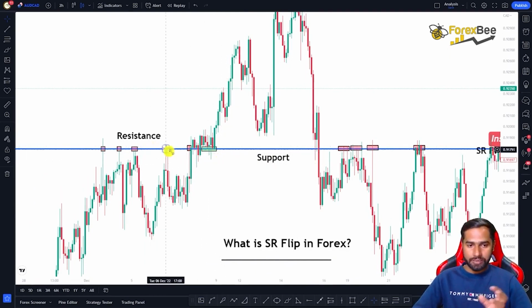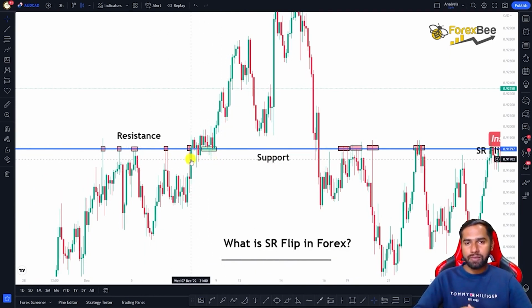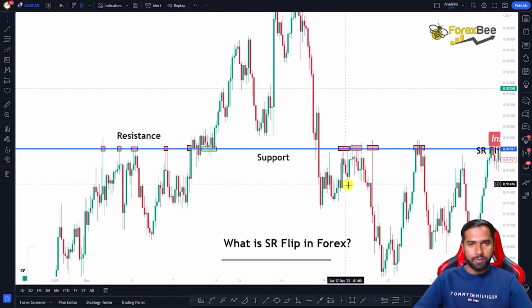Now that you understand how you can detect the SR flip level, let's talk about how you can trade the SR flip level.